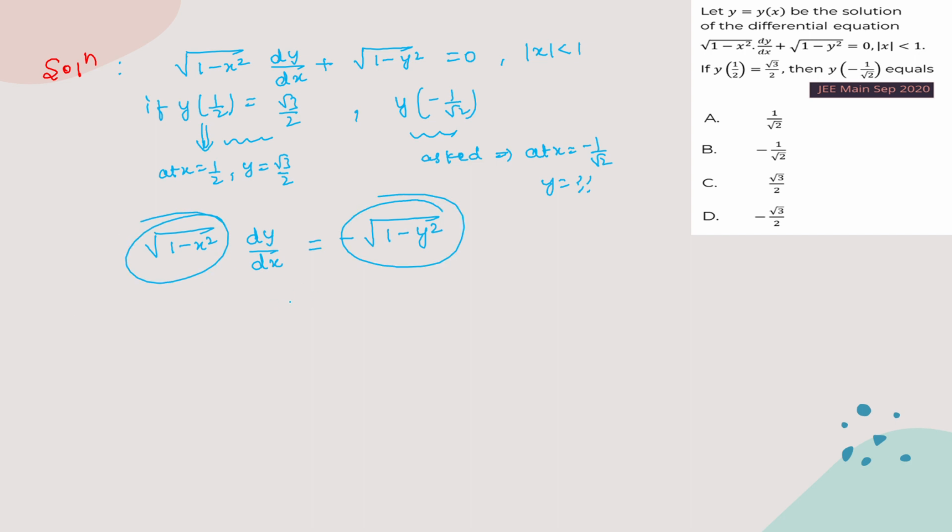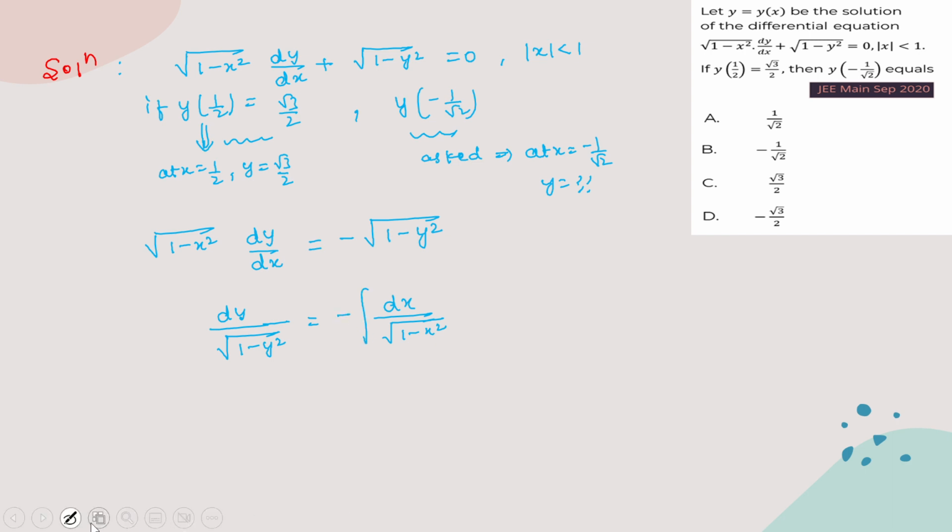So what we will do, we will take the y terms on the same side of the dy and x terms on the same side of the dx, right? So let's try that. So we can say that dy by under root of 1 minus y square is equal to dx upon under root of 1 minus x square with the negative sign also. Integration we have not done yet. Okay, so this is the equation we are getting. After that, the next step is integrate.